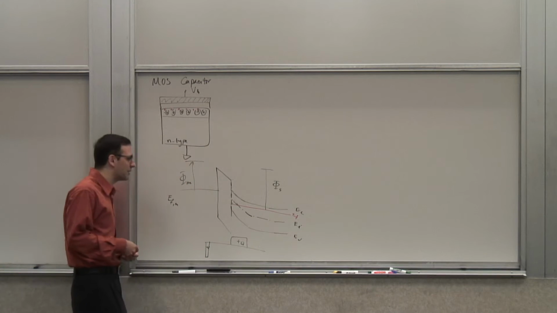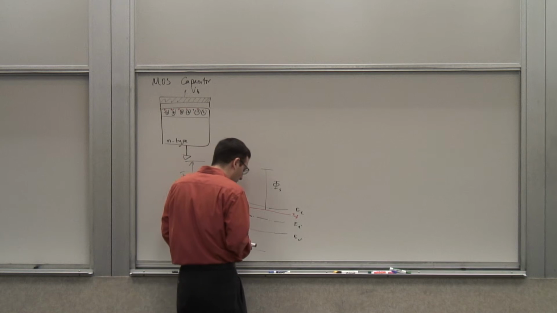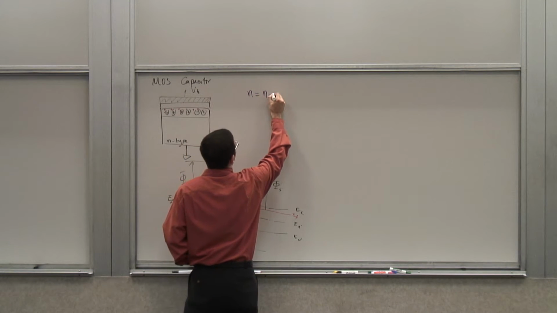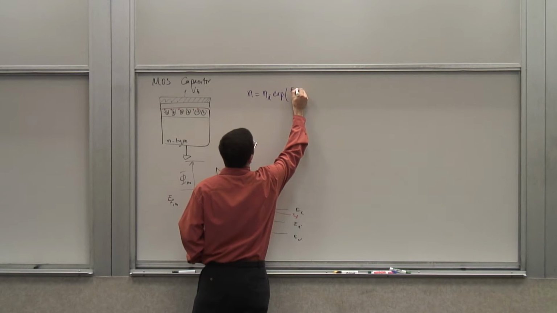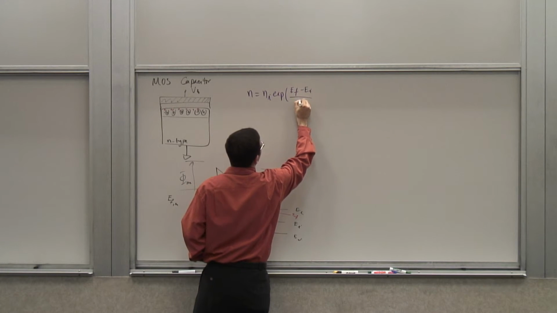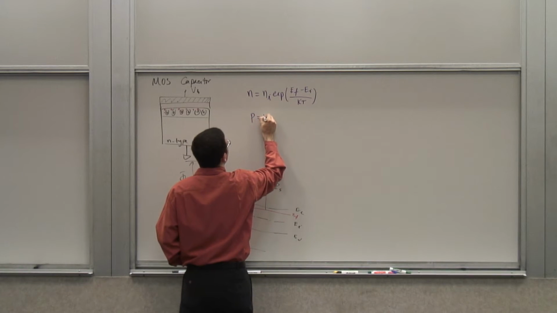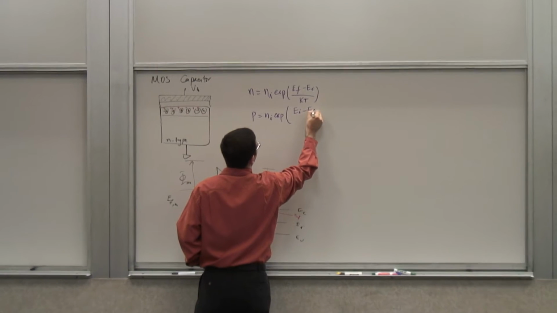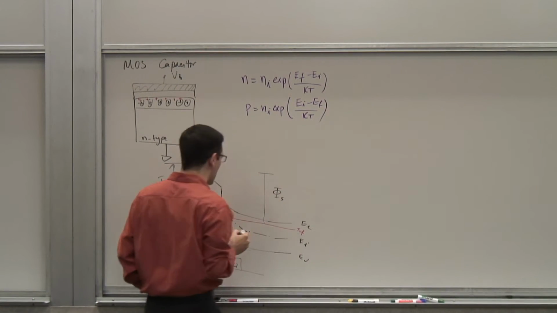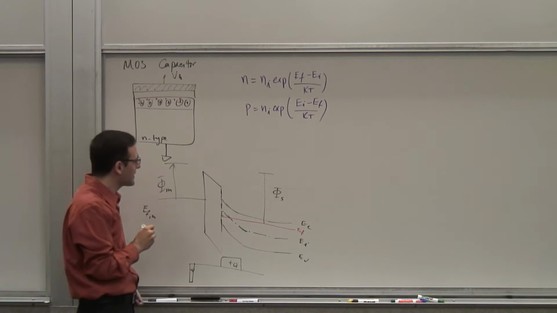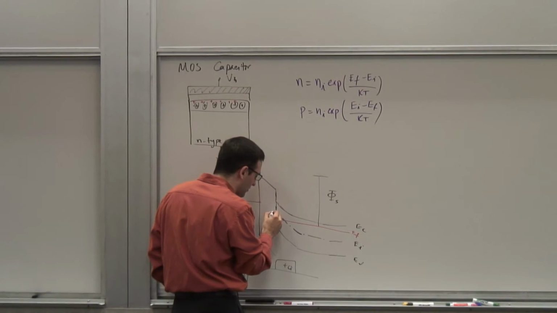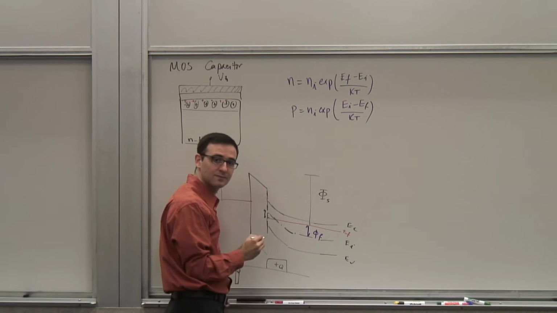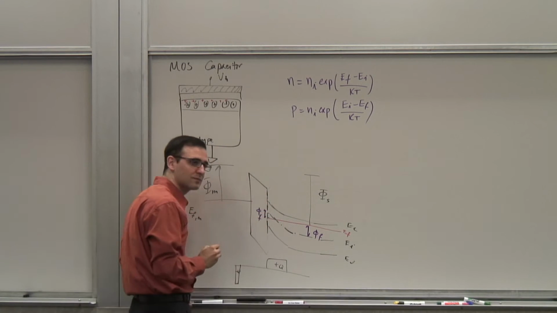And for that to happen, we know that the number of electrons and holes are given by these two expressions we derived before, right? So N is ni e^((Ef − Ei)/kT), and P is ni e^((Ei − Ef)/kT), right? So what we are saying is that I want this potential difference to be the same as that. So let's call this Φf.